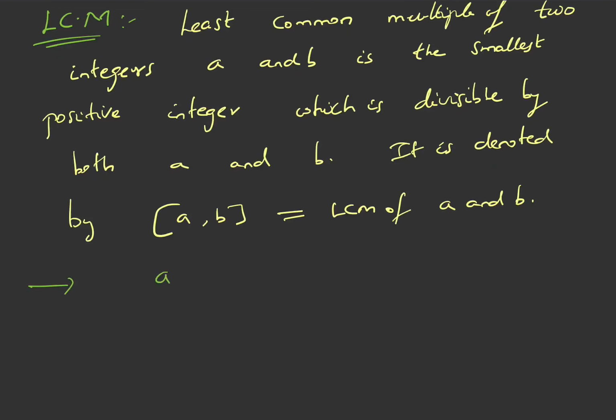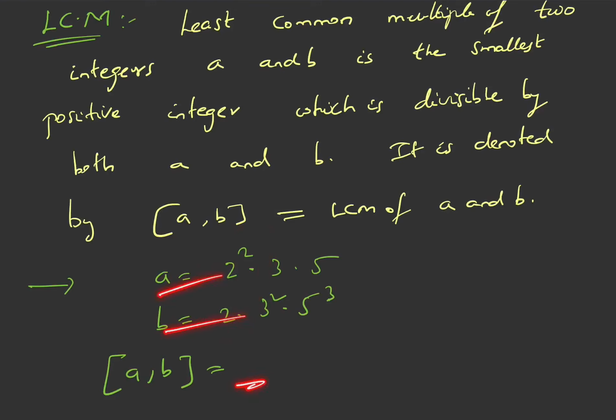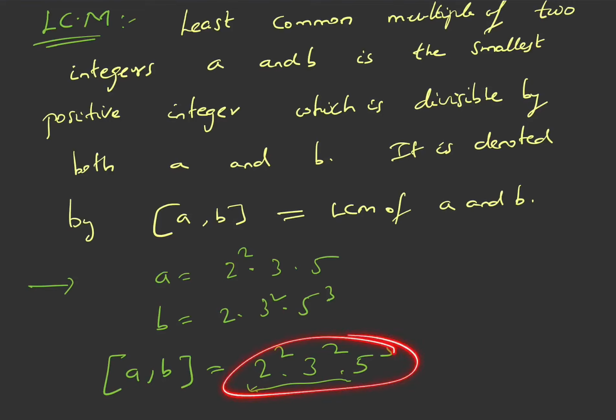So let us say I take A equals 2 square into 3 into 5, and B equals 2 into 3 square into 5 cube. Now what is the least common multiple of A and B? In 2 you need to take 2 square, then only it is divisible by both A and B. And in 3 you need to take 3 square, then only this is divisible by both A and B. And in 5 you need to take 5 cube, then only this is divisible by both. So this is a common multiple of A and B, right?